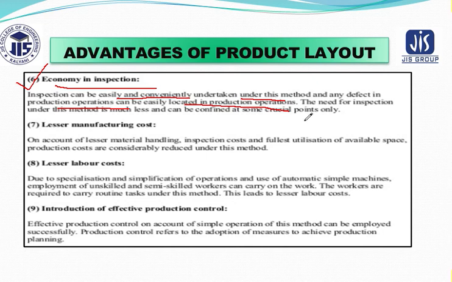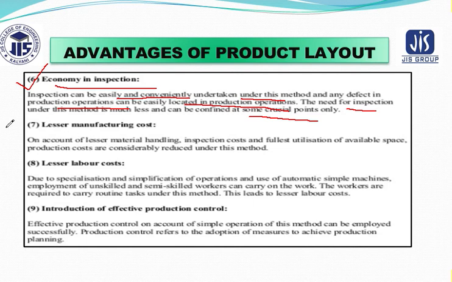So inspection is economical because you need to have a look at that particular section itself, and the need for inspection under this method is much less because it can be confined at some crucial point only. So if you are finding any defect, then further proceeding of other operations is not occurring. So at the crucial point, since the inspection is occurring, you need to go with that particular section.